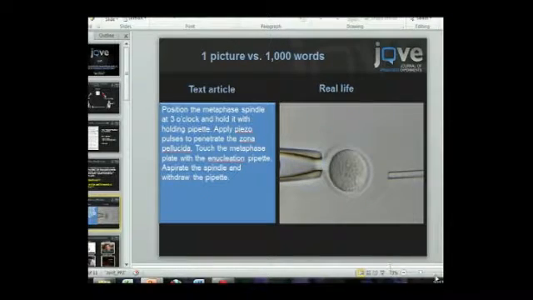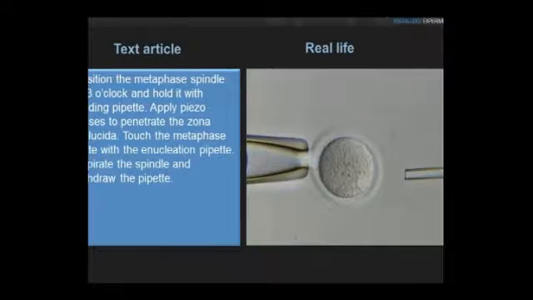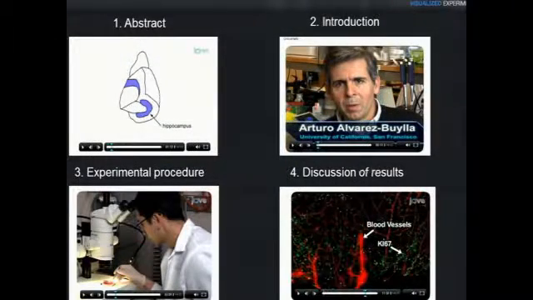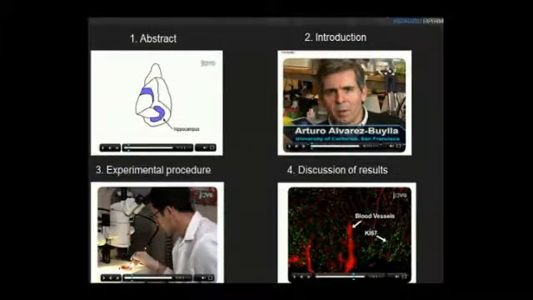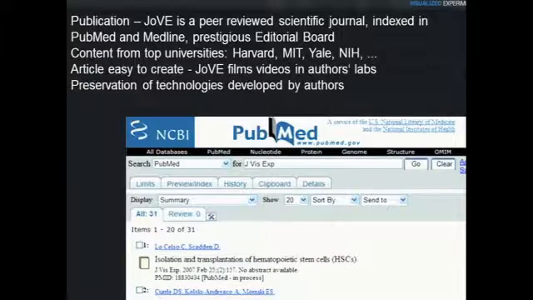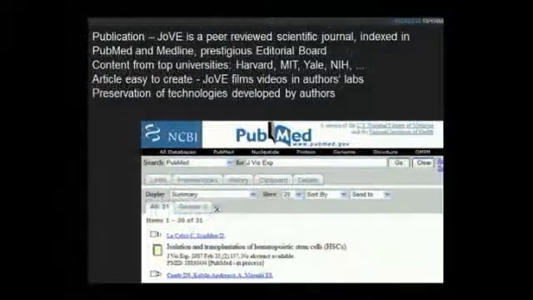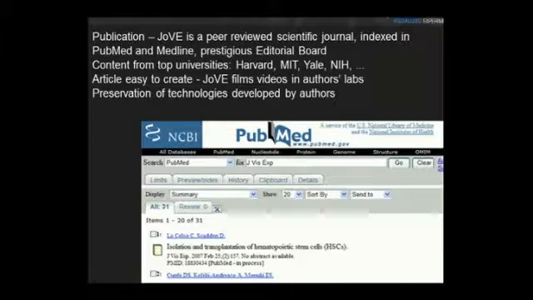Okay, and a few words more about JoVE, its acceptance. This is the structure of the article I mentioned. We have abstract, introduction, experimental procedure, and discussion of results. And it very much mimics the structure of a traditional text article, just in video. We act as a journal. We have an editorial board. We are indexed in PubMed and Medline.